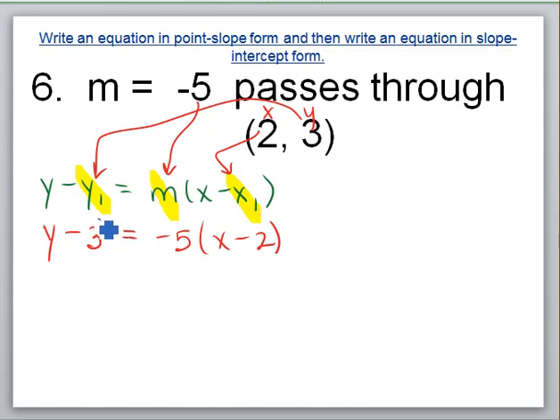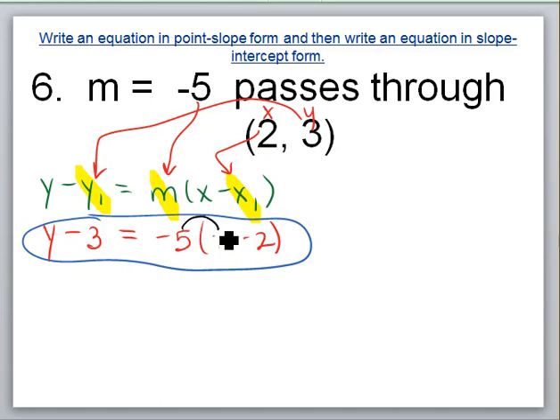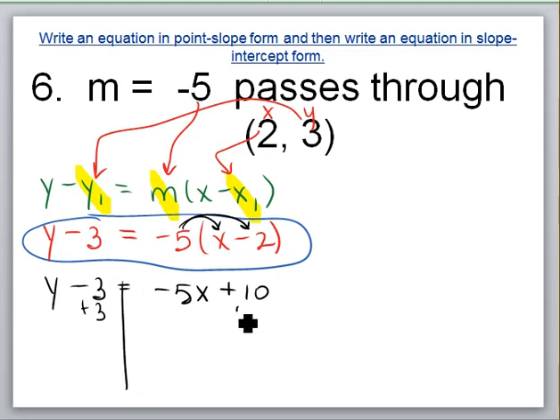So here's one of my solutions. That's point slope form. My other solution is going to come from going ahead and distributing this out. Y minus 3 equals negative 5x. Be careful here. Some of you are going to make mistakes and tell me this is minus 10, and that's not correct. It's negative 5 times negative 2, which is a positive 10. You may want to change your signs to plus the opposite so you don't make that mistake. Solve for y. We'll add 3 to both sides.